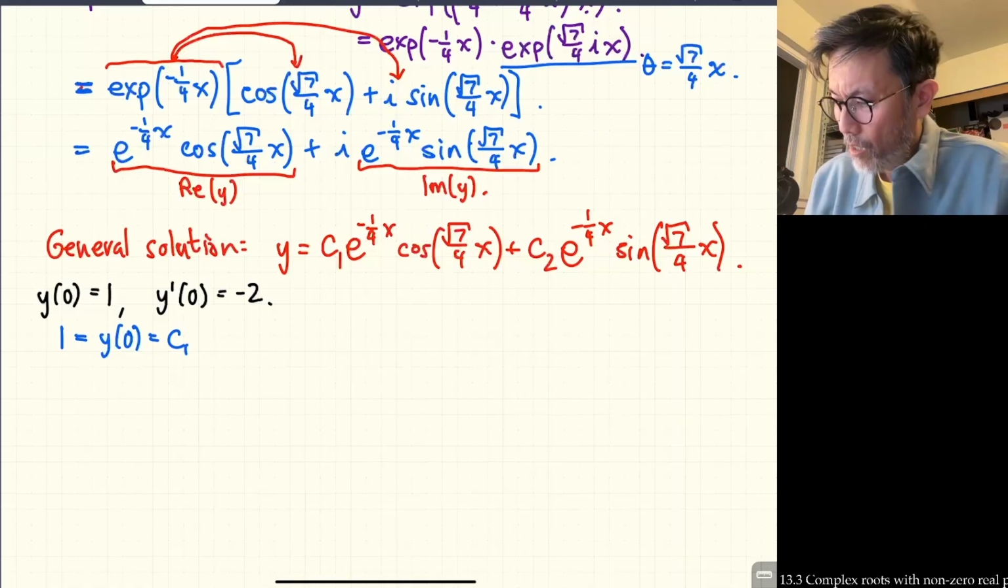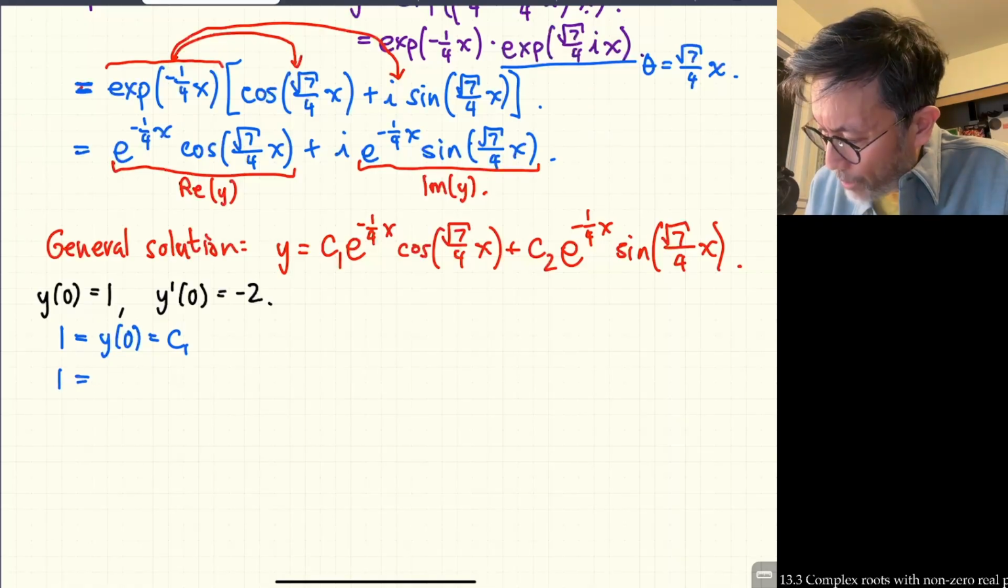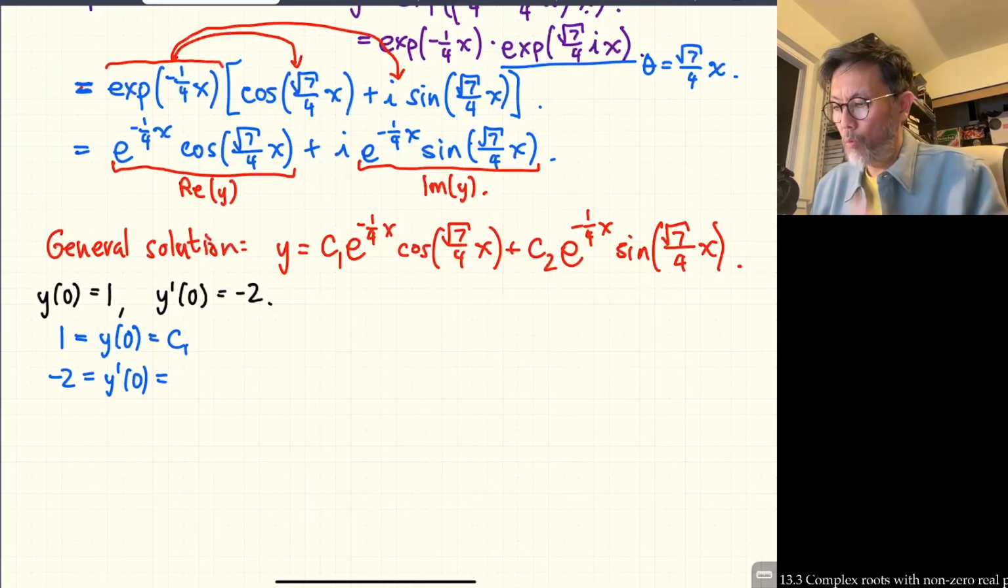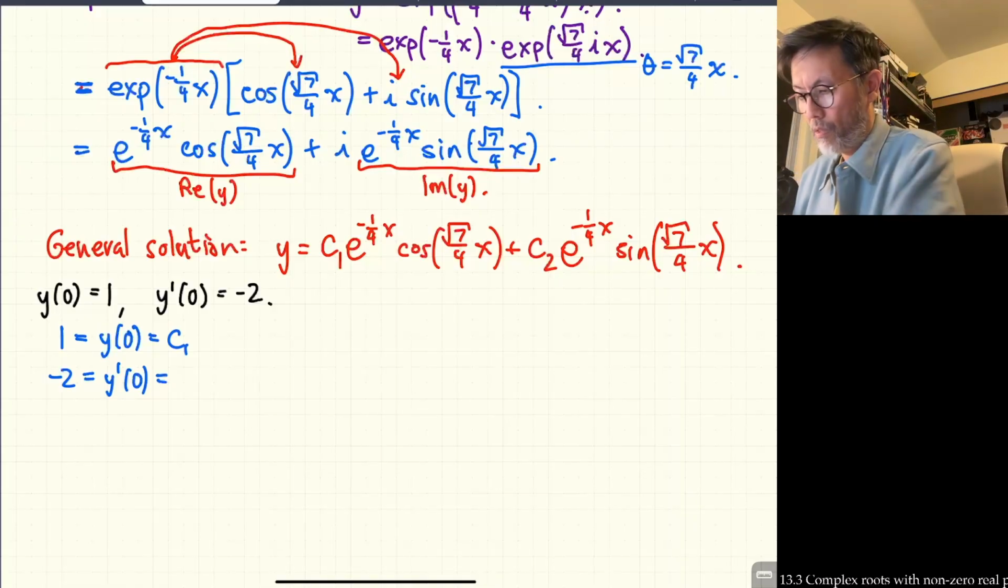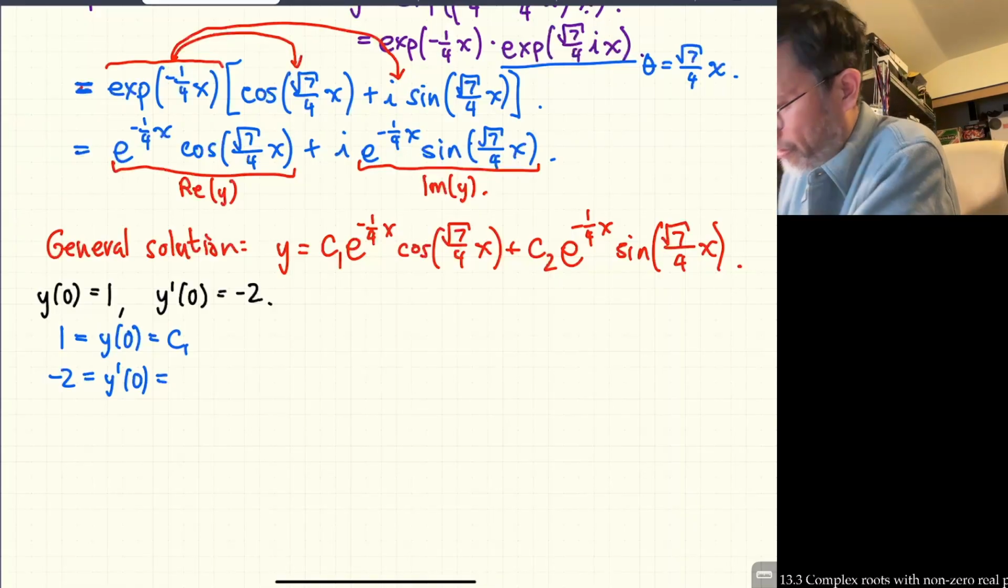Cool. How about the second initial condition? Negative 2 is equal to y prime of 0. Well, what is y prime? That might be good to know.